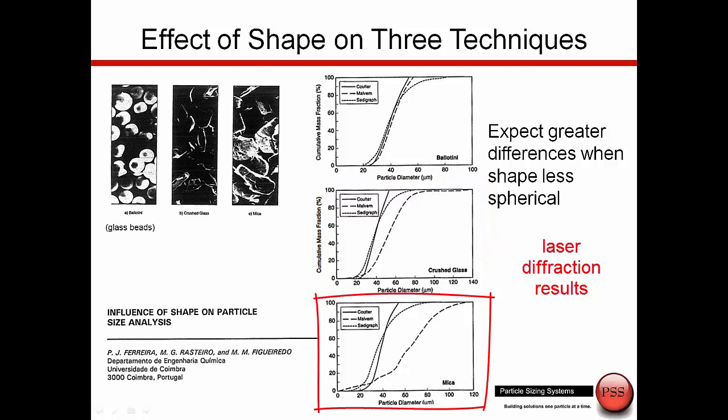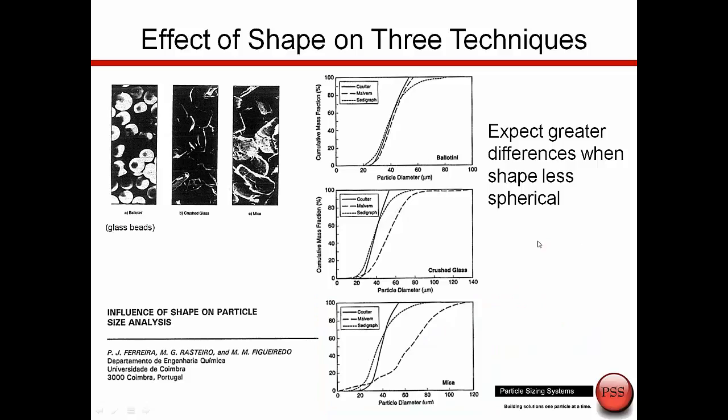And as you look at mica, which has a much higher aspect ratio, then you start seeing great deviations in the different techniques. So just be careful when comparing different techniques. One point is, if you have different shapes, that's going to accentuate these differences.